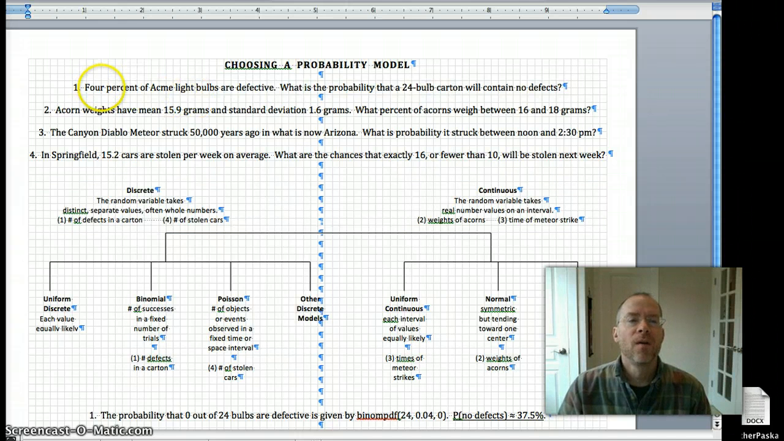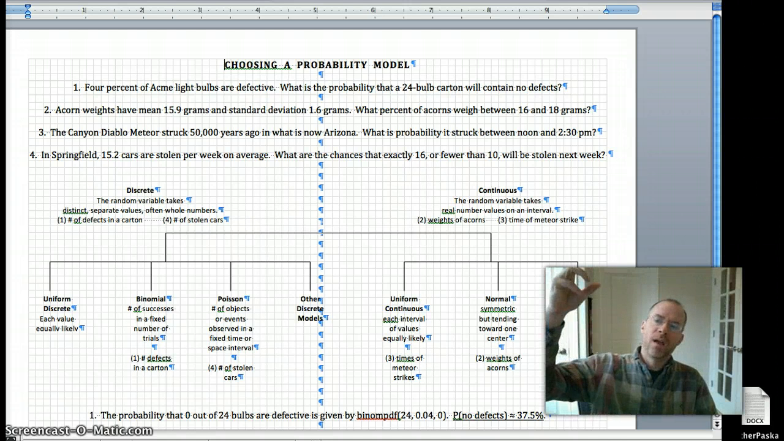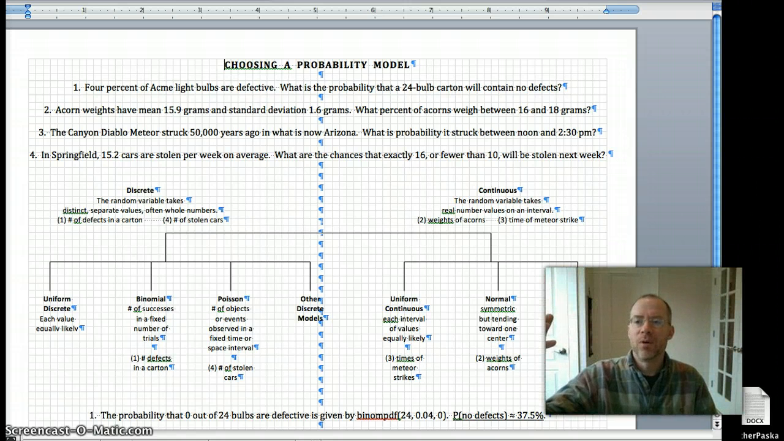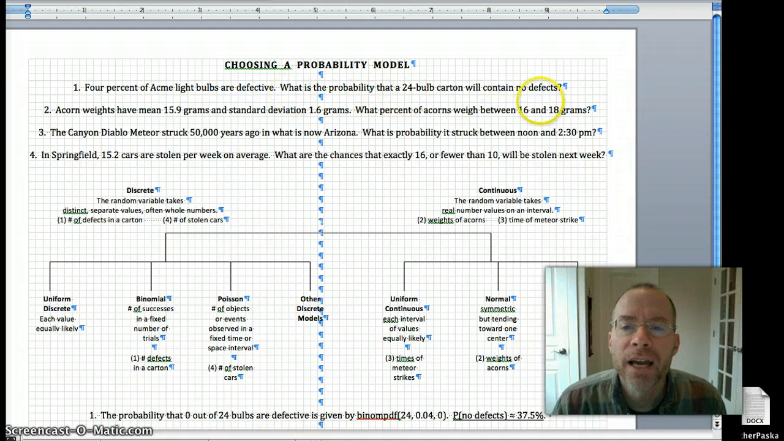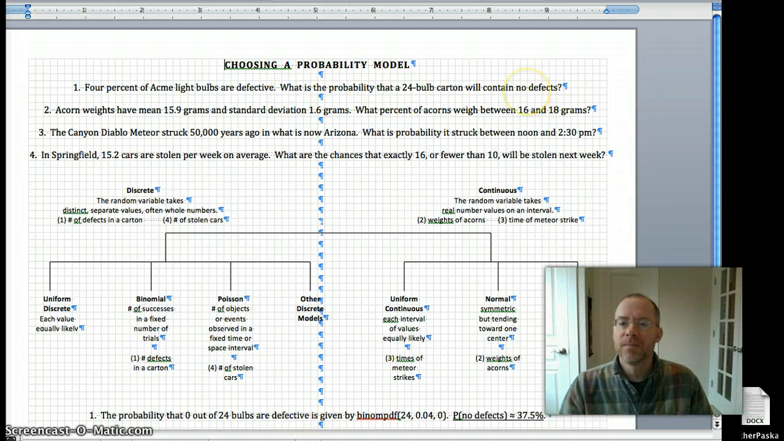So for number 1, 4% of Acme light bulbs are defective. What's the probability that a 24 bulb carton will contain no defects? Okay, so what's the random process here? I think the random process is you've got a carton of 24 bulbs, and you draw one of them out and you test it to see if it's a defective bulb or not. Is this a dichotomous random variable? Oh no, I take it back. I guess what we're interested in is how many defects are going to be in the carton.